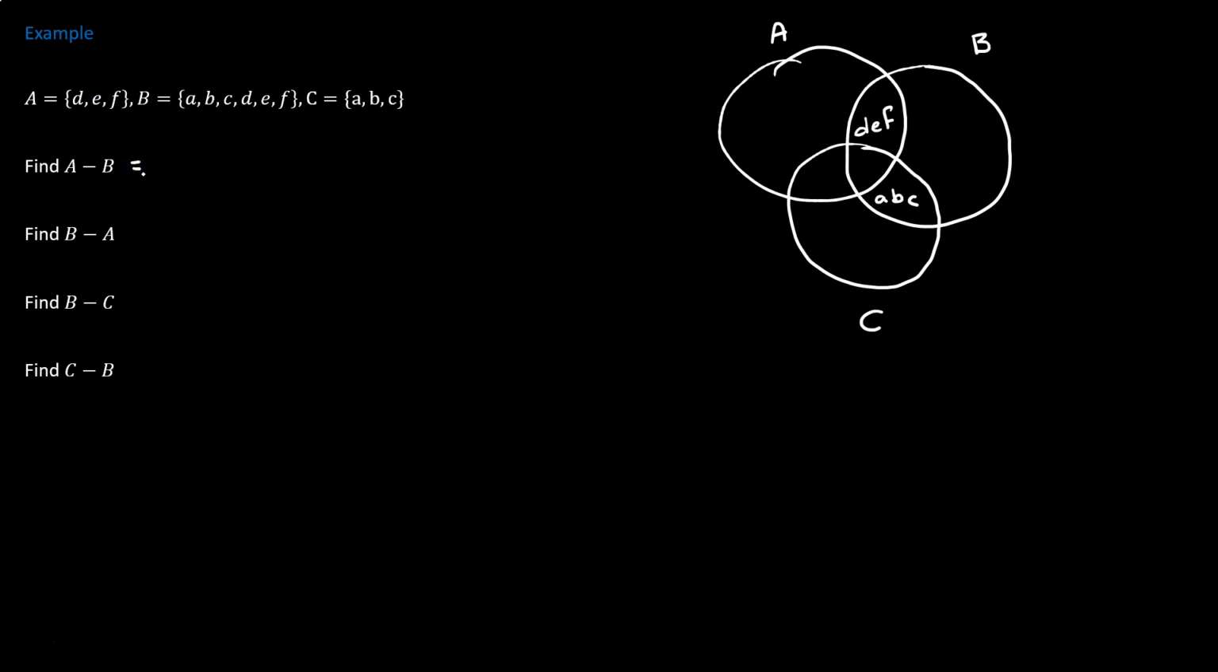So let's find our set difference. We want everything that's in the circle A but is not in the circle B. So that would look like this space. And that's empty. So that would be the empty set.